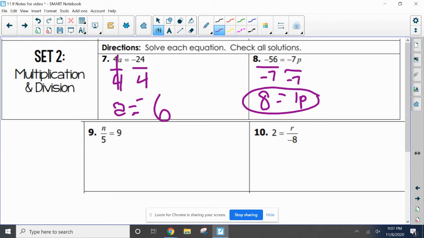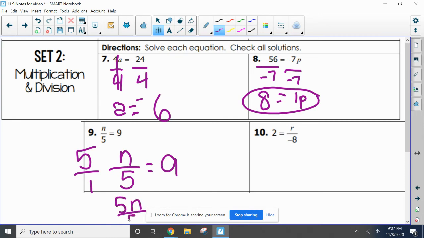All right, so 9. I have so many people all the time go, Ms. H, I can't do this. This is fractions. That line under that N means that this is division. So N is being divided by 5. In order to get rid of division, I have to multiply. So I'm going to multiply both sides by 5. So I have 5 over 1. So when I multiply straight across, you'd get 5n over 5. 5 over 5 cancel to simply 1n.